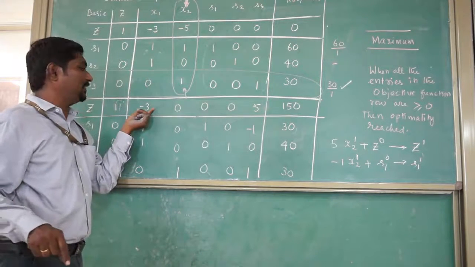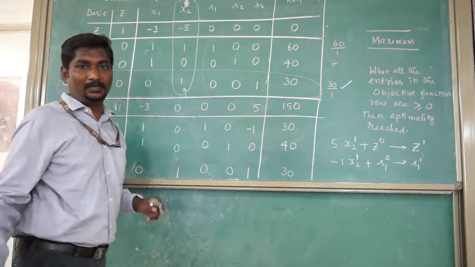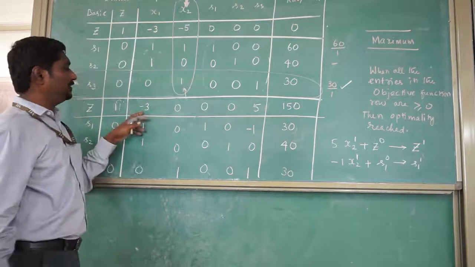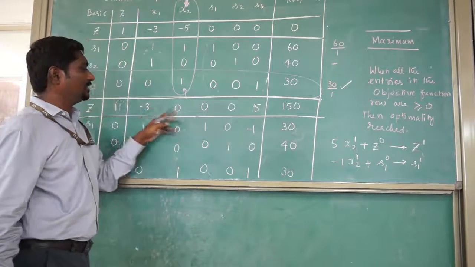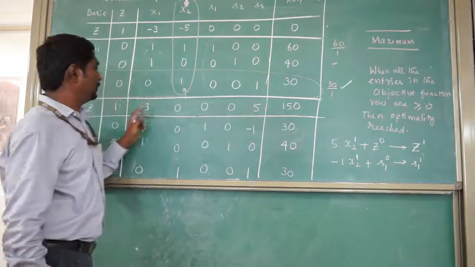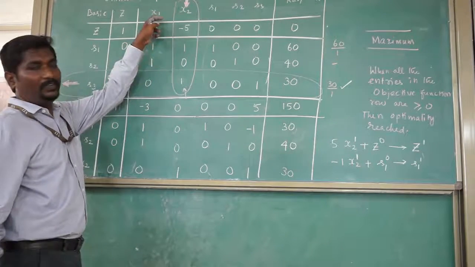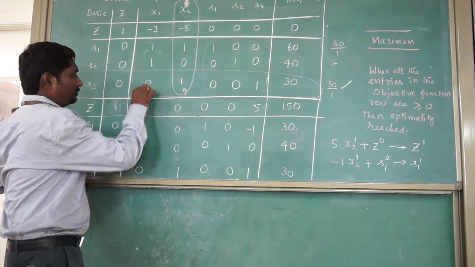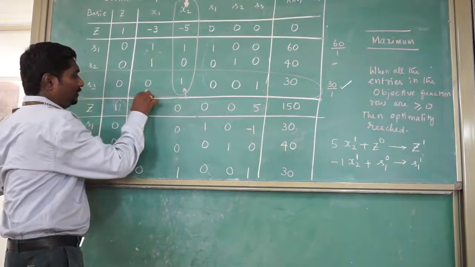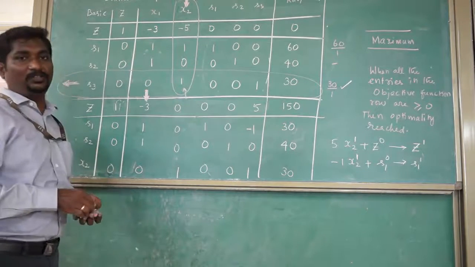The step involved is to find the entering variable. How will you find the entering variable? For a maximization problem, the entering variable is the variable which has the most negative coefficient in the objective function row. So which has the most negative coefficient here? Minus 3 is the most negative value. This corresponds to variable x1. So variable x1 is going to enter. So this is the entering variable now. X1 is going to enter.